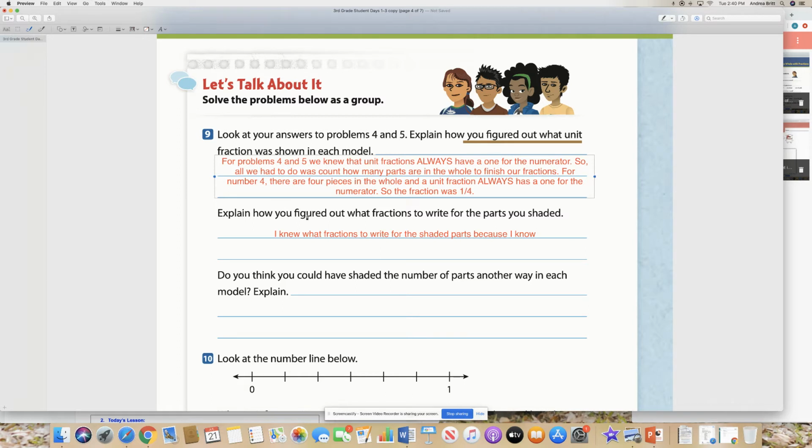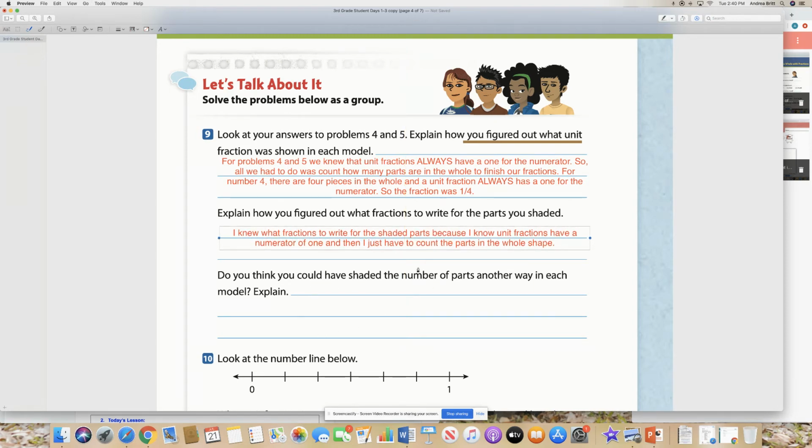For this part, explain how you figured out what fractions to write for the parts you shaded. Well, I think we kind of answered that up here, but I'd already started it. I knew what fractions to write for the shaded parts because I know, again, unit fractions have a numerator of 1, and then I just have to count the parts in the whole shape or figure, whatever word you want to use there.